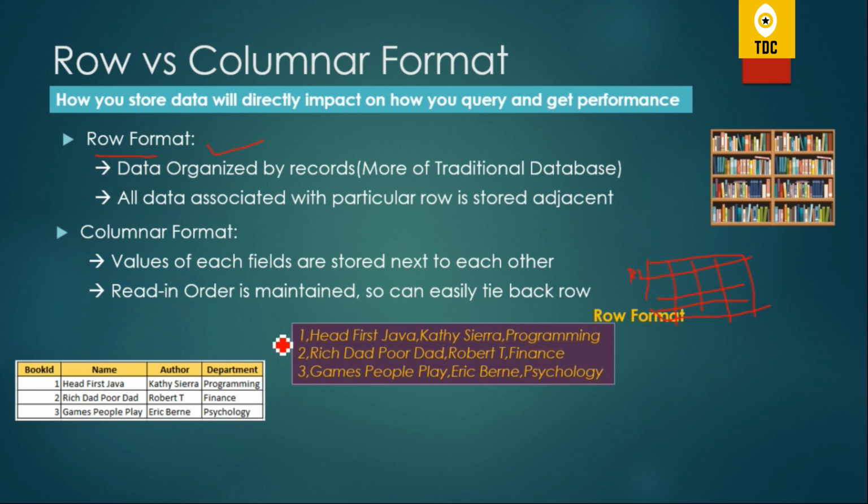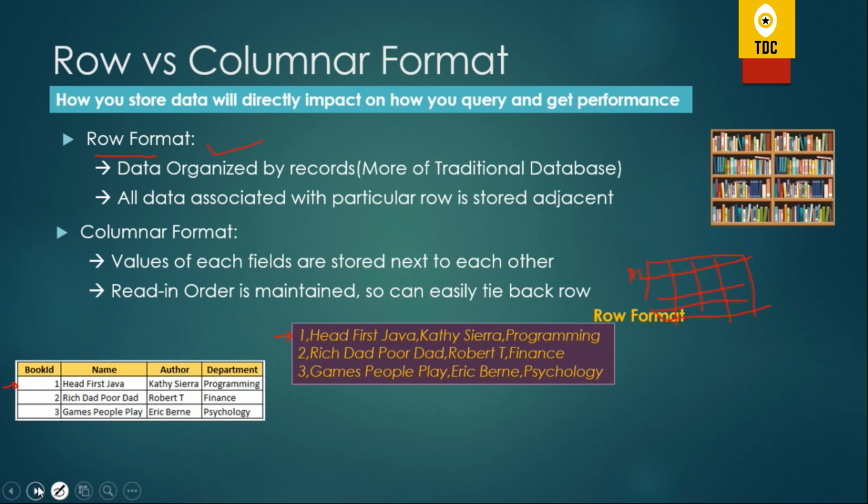If you see the first row, the first row is always the exact copy of the same row, and the second row is an exact copy of the second row. The third row is an exact copy of the third row. It is exactly storing in a row format. That is why it is a row format.